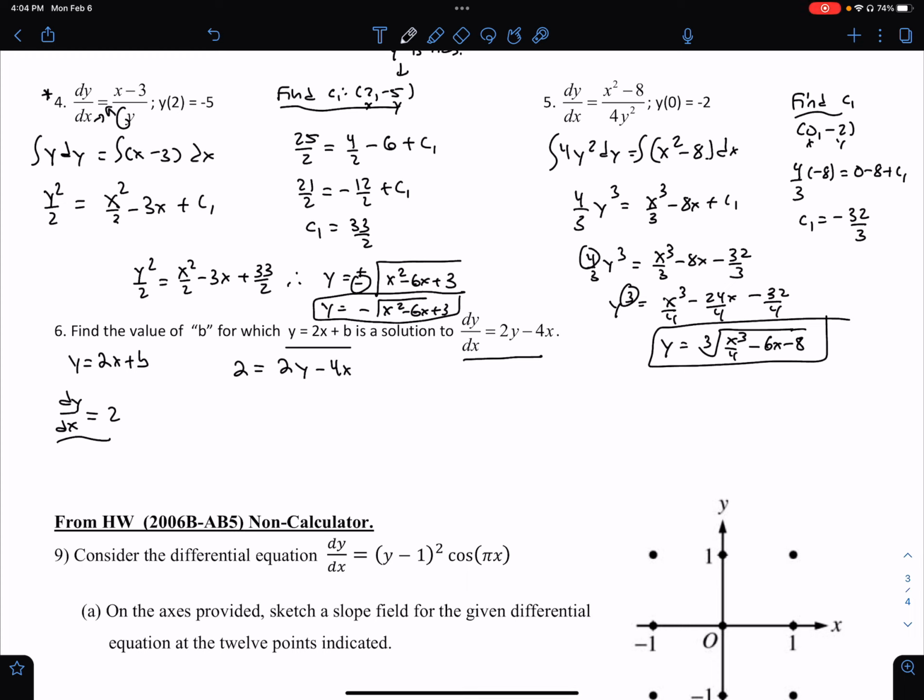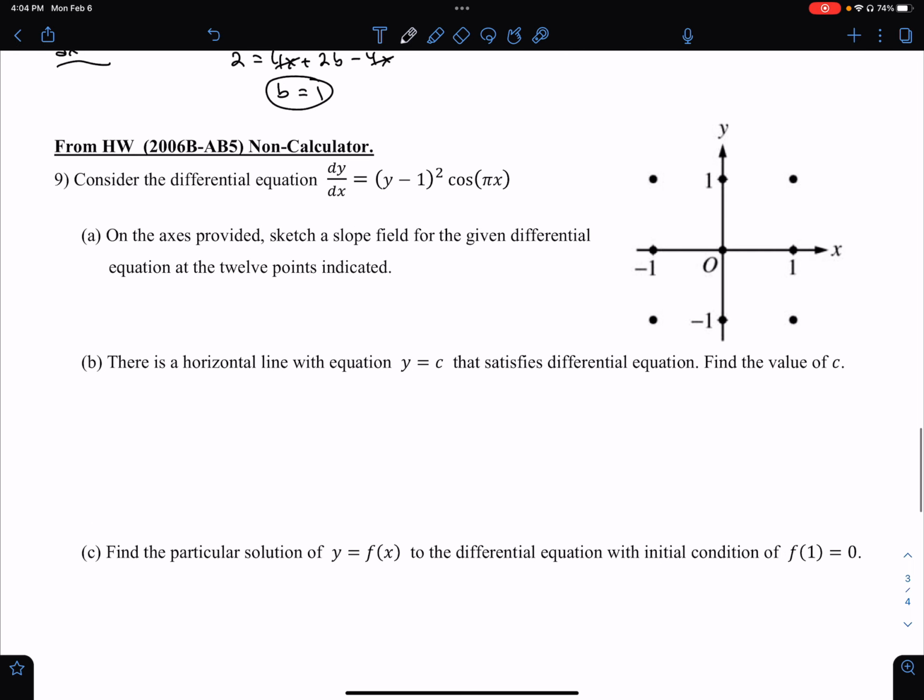Now the next question says solve for b. Well, what is y equal to? I can just substitute that in. I know what y is equal to, so I would get 2 equals 2 times (2x plus b) minus 4x. Distributing a little bit of algebra, that's 4x plus 2b minus 4x. The x's cancel, solve it, b is just 1. Cool little algebra problem right there.